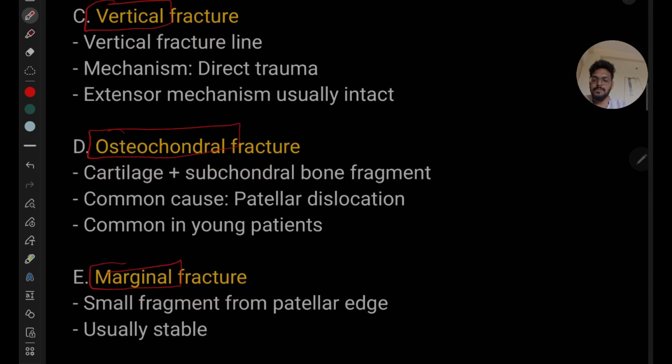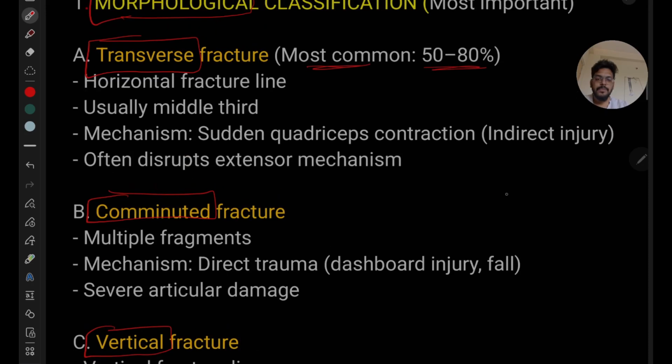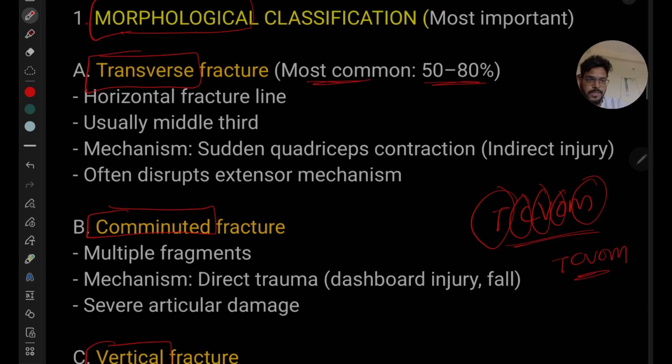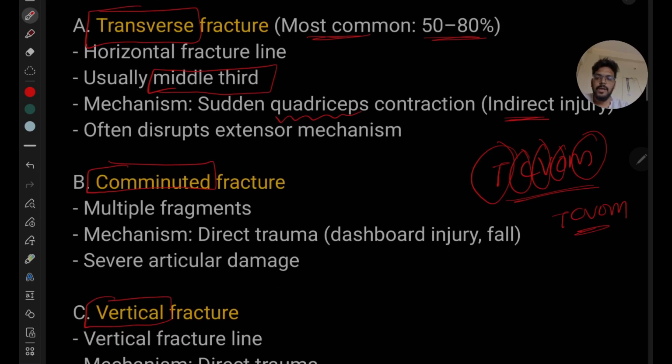There are totally 5 types. TC, VOM. Transverse, comminuted, vertical, osteochondral and marginal fractures. So transverse fracture, it's a horizontal fracture line, usually at the middle third of the patella. The mechanism is sudden quadriceps contraction. The injury is indirect type. It will disrupt the extensor mechanism.